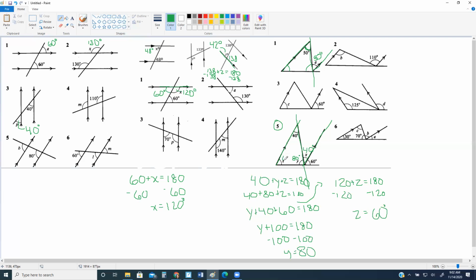Sure it does. Oh, and actually look what I just noticed after going through all that work. I've got my parallel lines right here, right? We've got our transversal, and z and this 60 are actually corresponding angles that I didn't even notice.